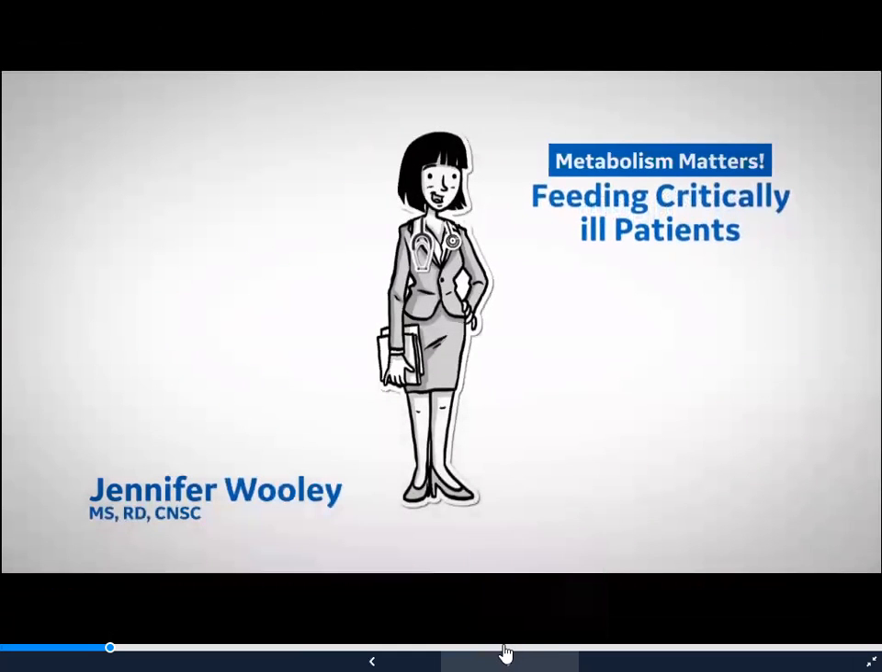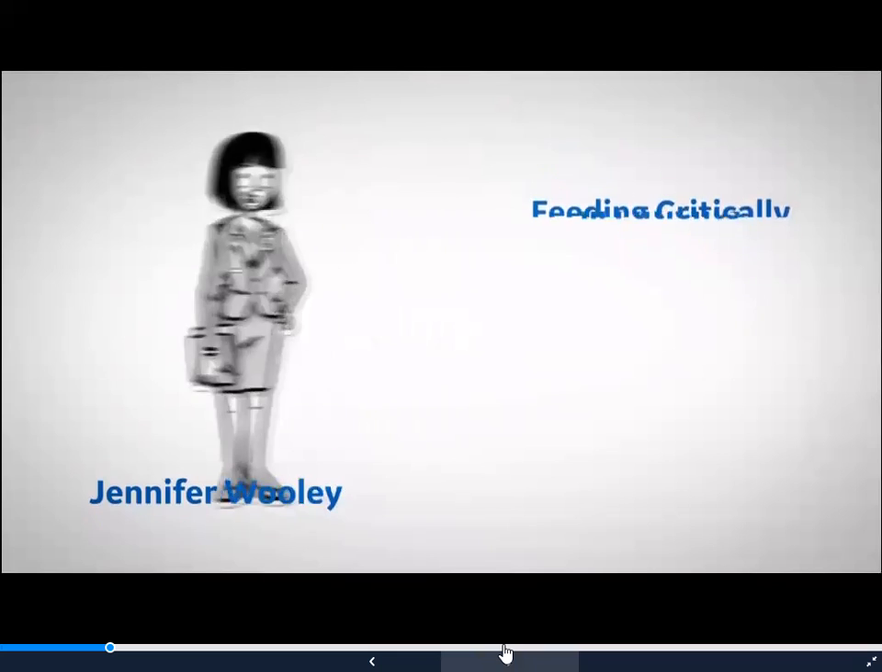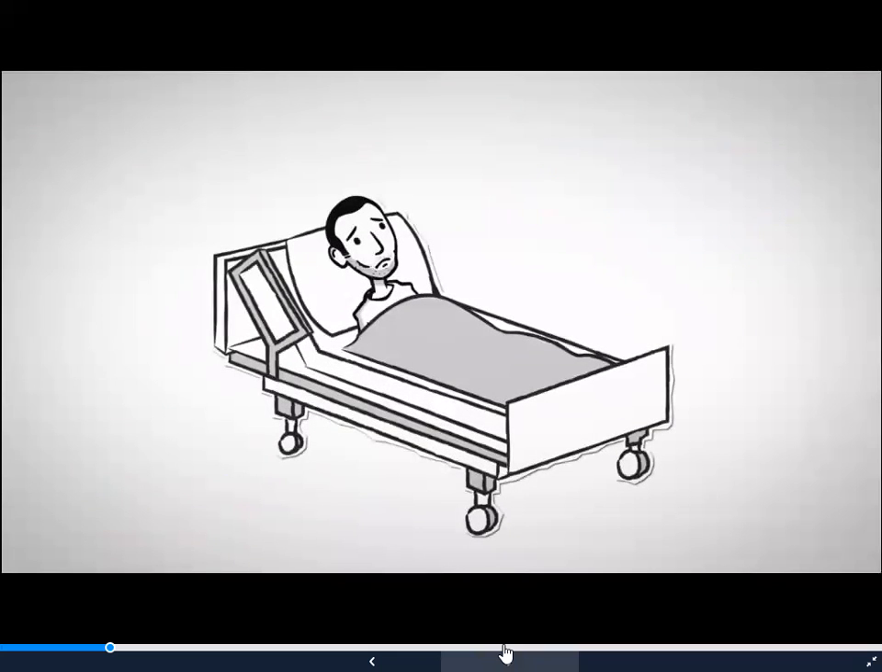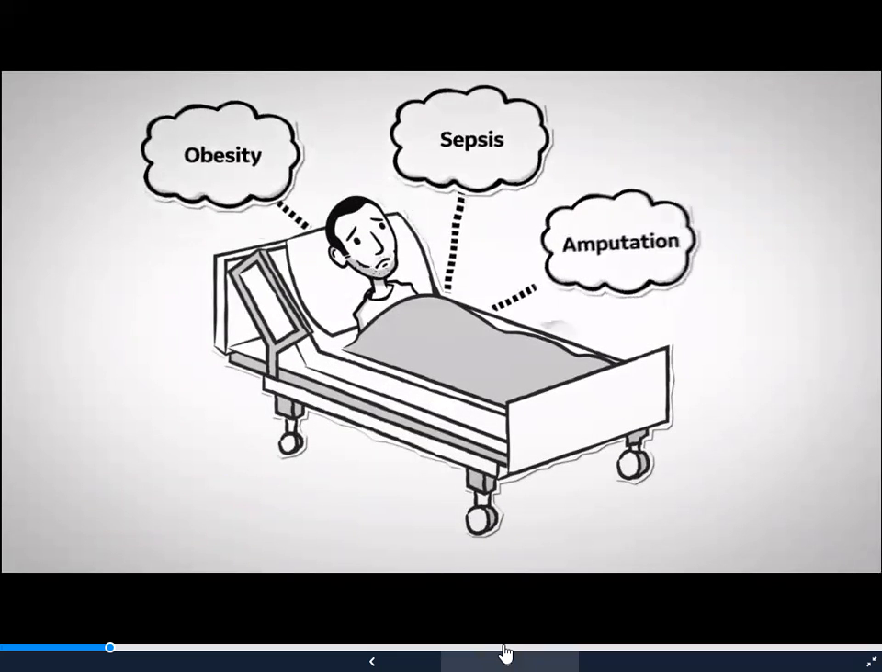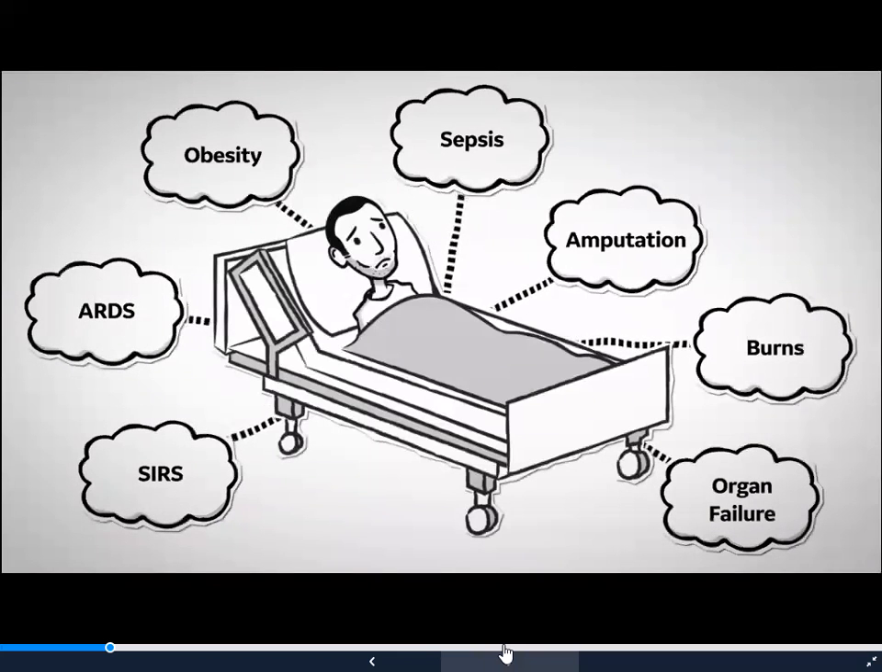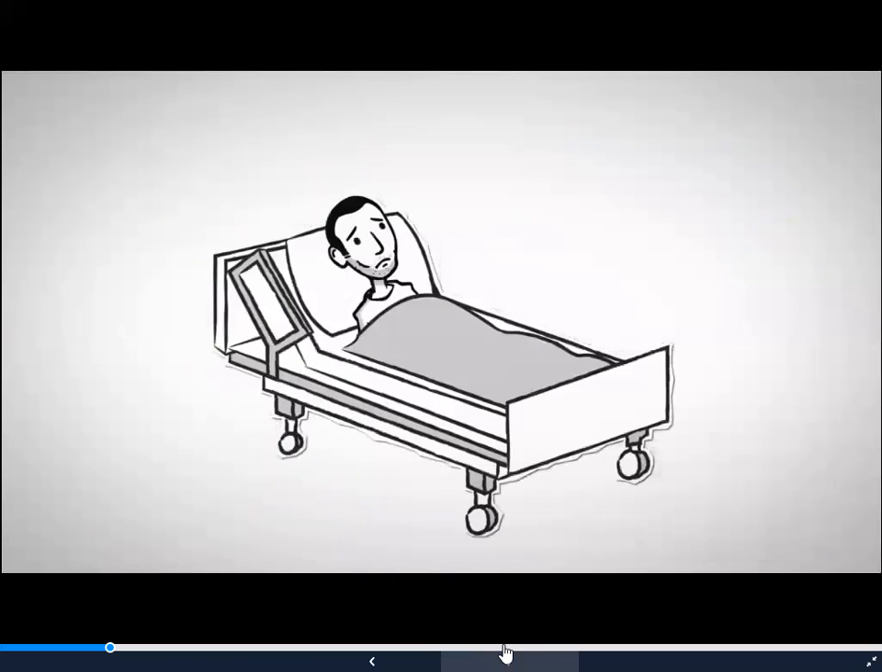Today, we'll be talking about feeding critically ill patients. Feeding critically ill patients isn't easy. This is because acute illnesses can stress a patient's metabolism and make it difficult to anticipate their caloric needs. To emphasize the difficulty in calculating a critically ill patient's caloric needs, let me share this fact.